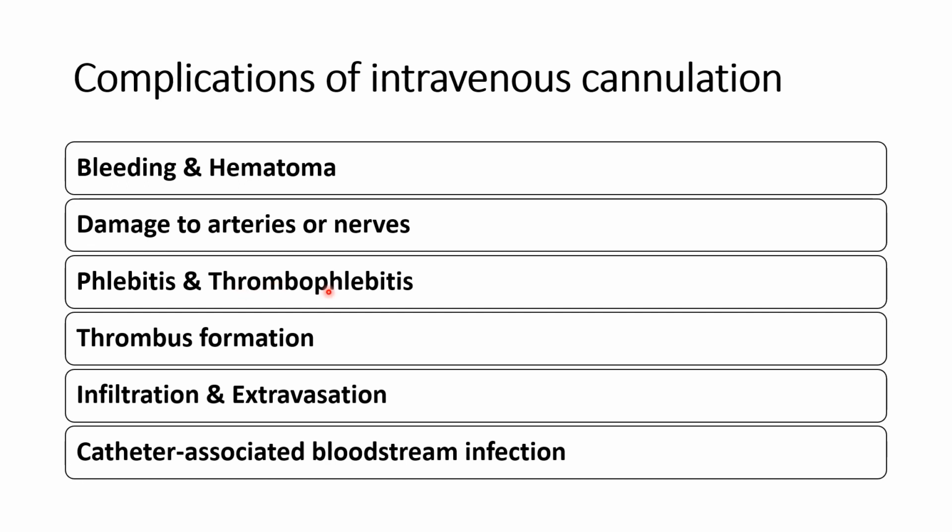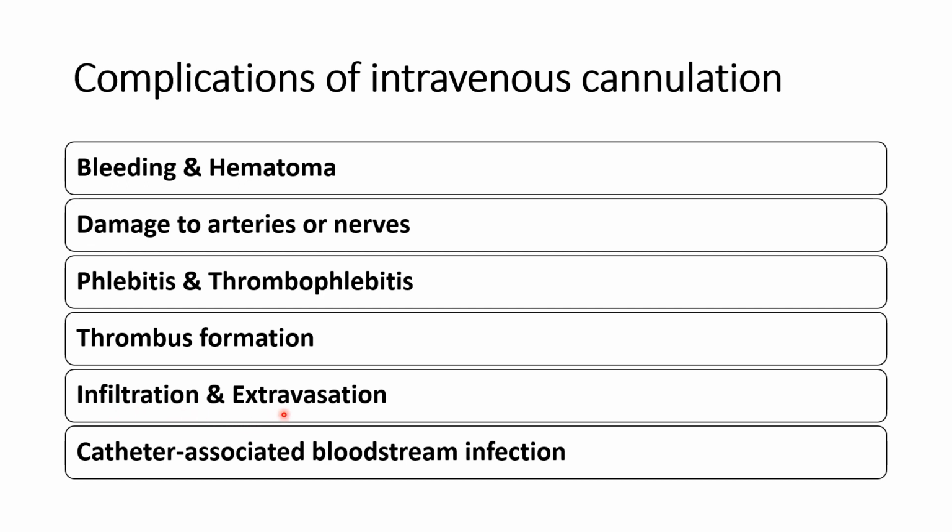The causes of thrombophlebitis can be trauma to the vessel wall, or sometimes if we have not used the proper size of the cannula, or sometimes bacterial colonization. The most common bacteria which lead to thrombophlebitis is Staphylococcus aureus. Thrombus formation can occur and infiltration and extravasation can occur.